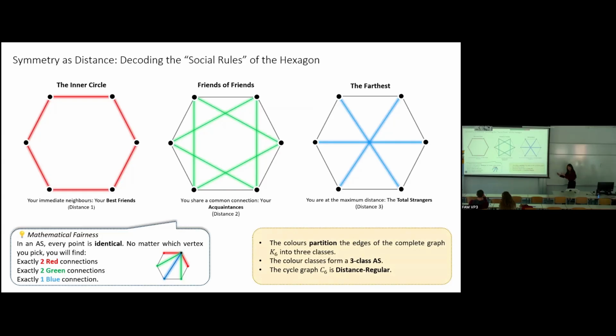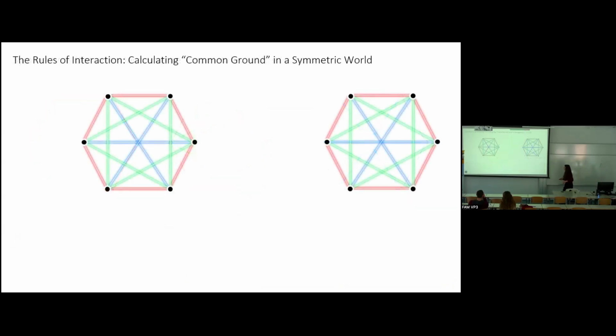So what I'm saying, and this is the third time that I say it, is color partition the edges of the complete graph that we usually denote by K6 into 3 classes. And so we say that the color classes form a 3-class association scheme because we have 3 sets of partition. But this is due to the distance regularity of the graph that we start with, the cyclic graph 6, say the hexagon. You can also see it like a cycle. We'll try to explain this concept, just conceptually, this distance regularity property. Okay. We can go further.